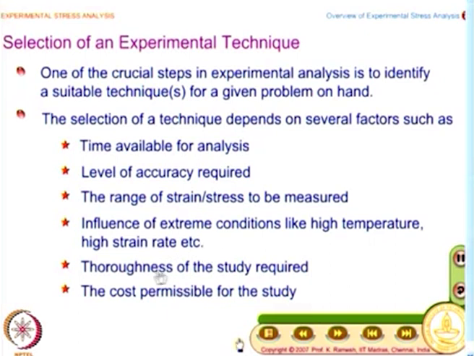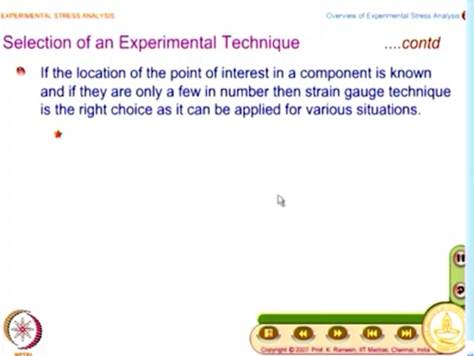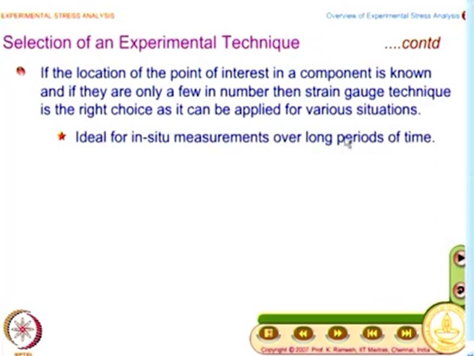Then you also have to look at the thoroughness of the study required, and finally, the cost permissible for the study, that is also equally important. Then what we looked at was, if the location of the point of interest in a component is known a priori, and if only a few in number, then the strain gauge technique is the right choice, as it can be applied to various situations.